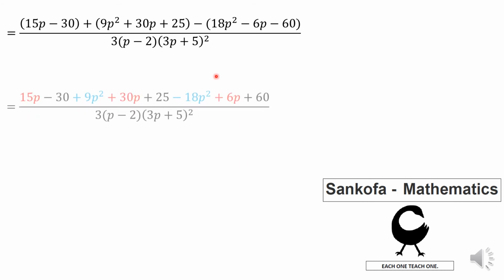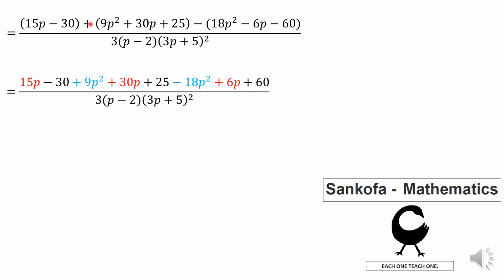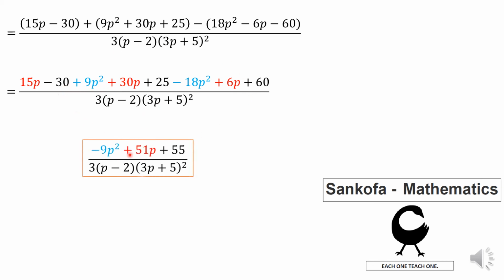Right, so on this slide, we are now going to remove the brackets. And so what I've done here is I've played around with colors. So I've color-coded the like terms. So you can see the square terms and then also the terms containing p in red. And I left out the numbers in black. So eventually that becomes minus 9p squared plus 51p plus 55 all upon 3 times the quantity p minus 2 multiplied by 3p plus 5 all squared. And this therefore is my final answer.